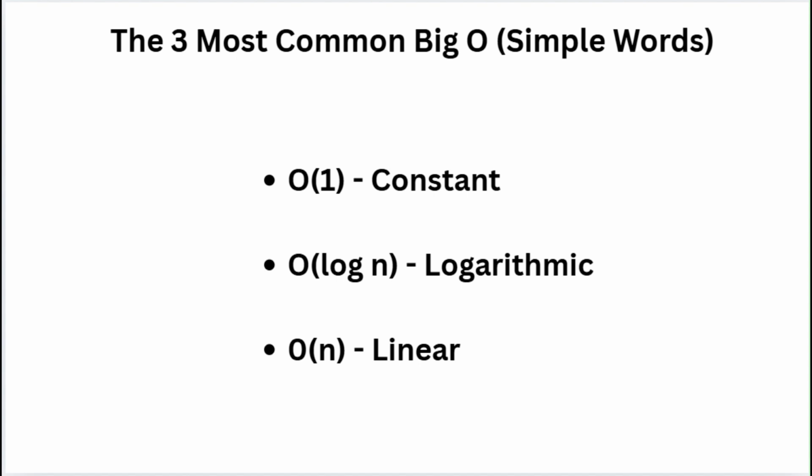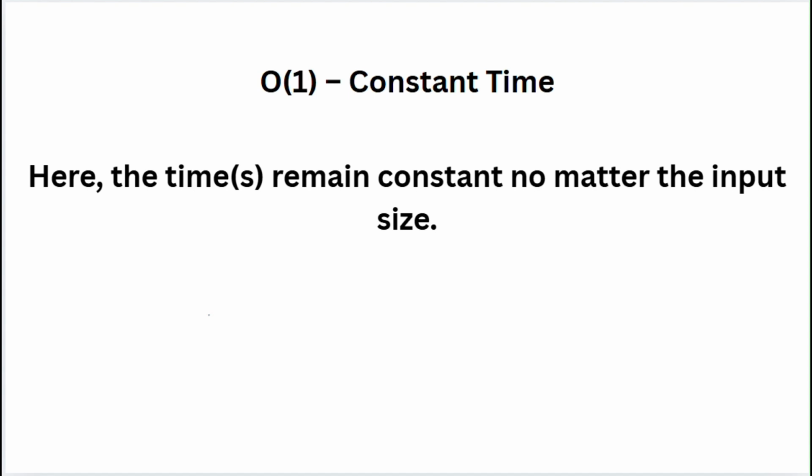The three most common big O notations are the constant, the logarithmic, and the linear. Now, let's talk about constant time. Here, time remains constant no matter the input size.